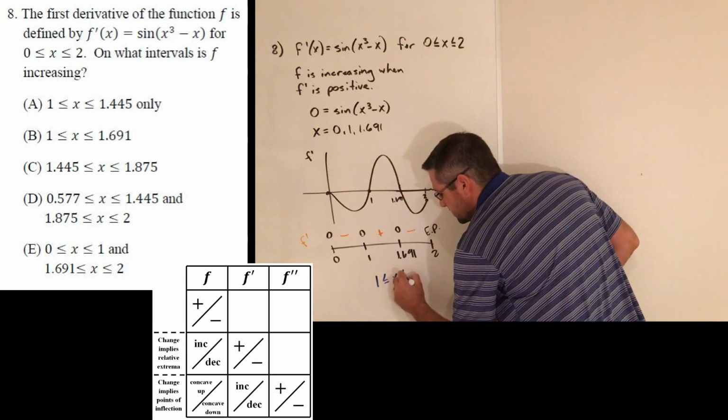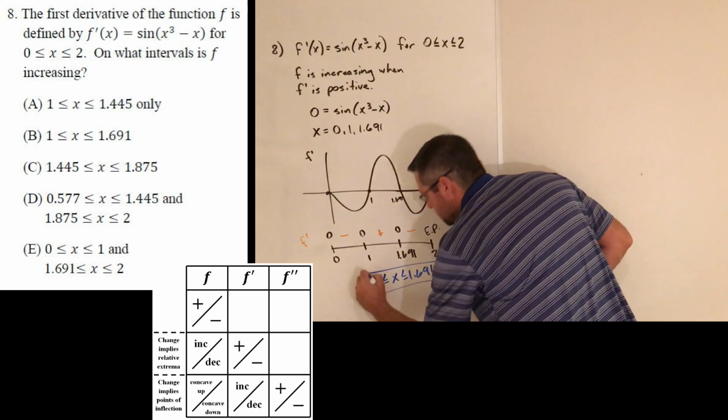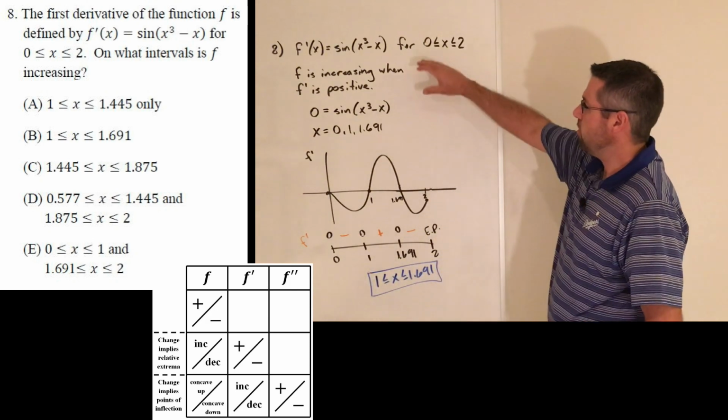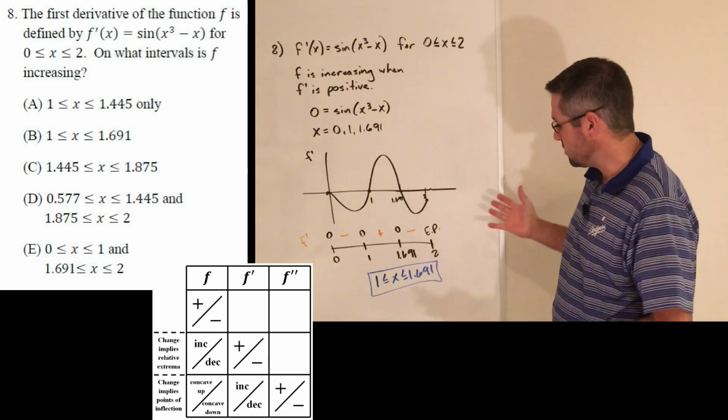equal to x less than or equal to 1.691. And then again, our justification is up at the top. F is increasing when f prime is positive. So that's our answer there, which means our answer was B.